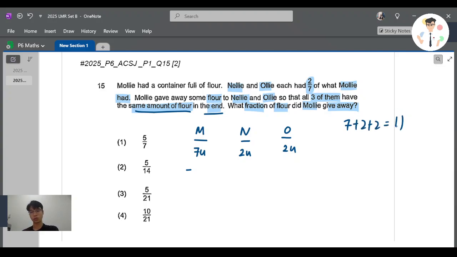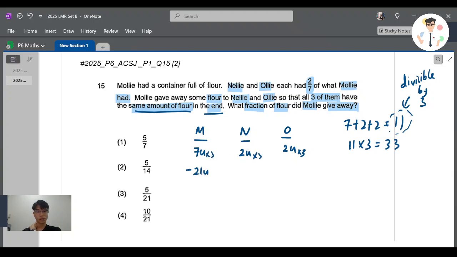And I want this to be divisible, meaning able to be divided by 3. 11 cannot be divided by 3, right? So what I can do is make it 3 times, so 11 times 3 becomes 33. So I times 3, times 3, times 3. And now this is 21 units, 6 units, 6 units. Again, I'm able to do this because this is not an exact number, it's just a unit. And now I know each of these is supposed to be what?